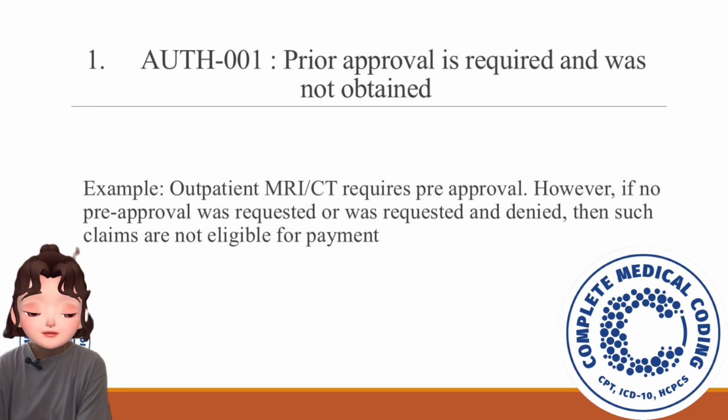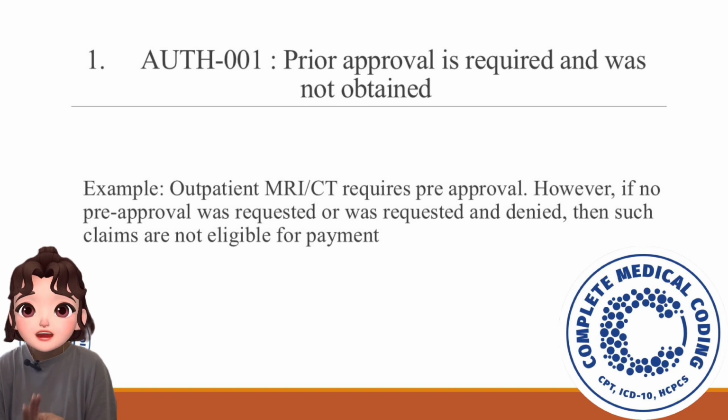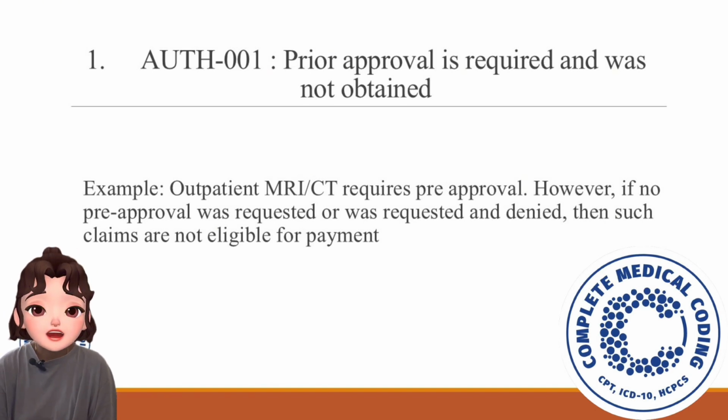So what does it mean? Some services, for example an MRI or CT, that's just an example, require pre-approval before rendering the service to the patient. In such cases there are two criteria: either the pre-approval was not obtained, or the pre-approval was obtained but it was rejected. If you are billing such claims, they are not eligible for payment. So you will get a rejection code saying auth 001.